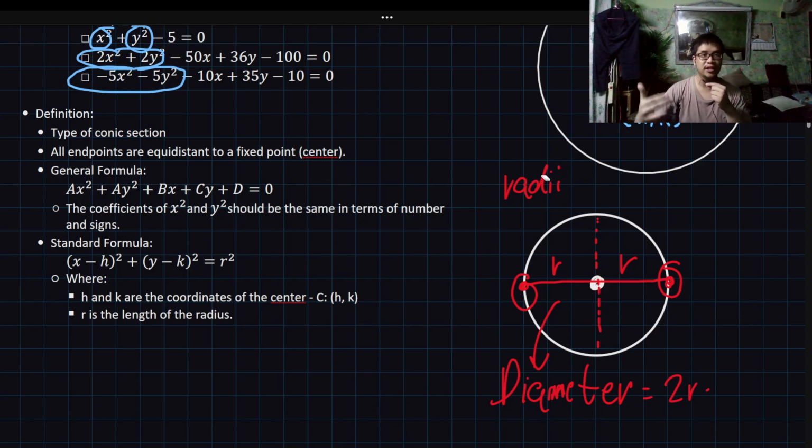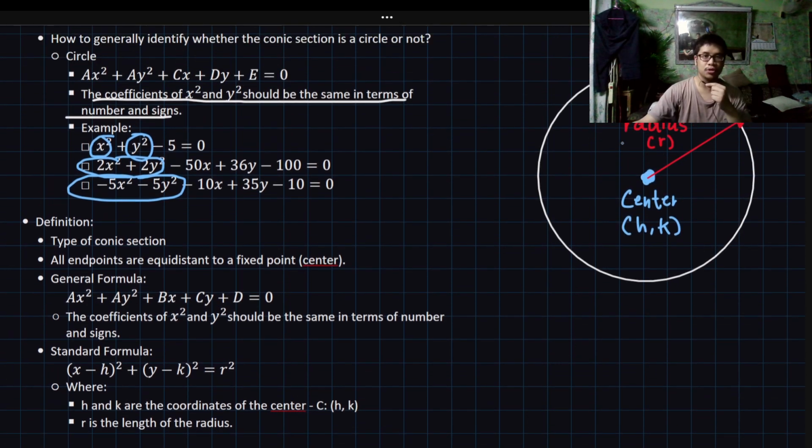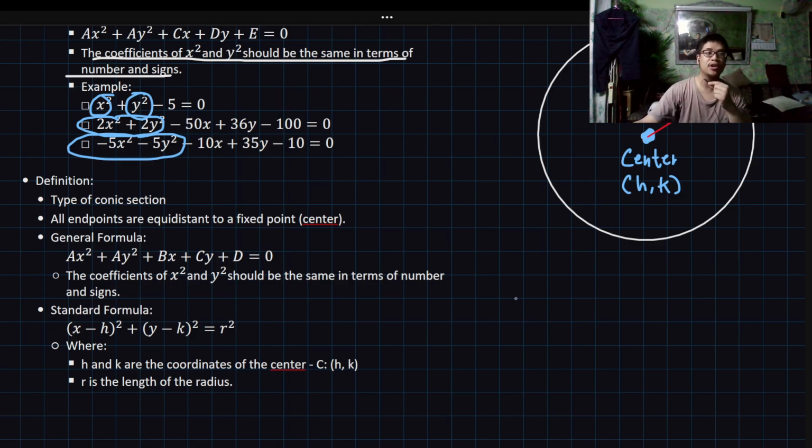So now you get some background information about the circle. But now we're going to relate it with conic section. So let's have a definition. What is a circle? Basically, the endpoints, the corners of this shape, are equidistant to a fixed point.